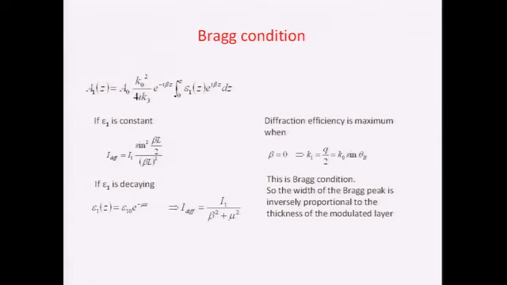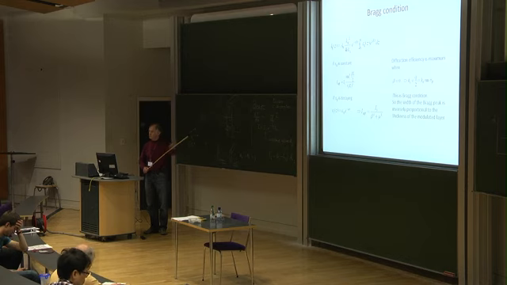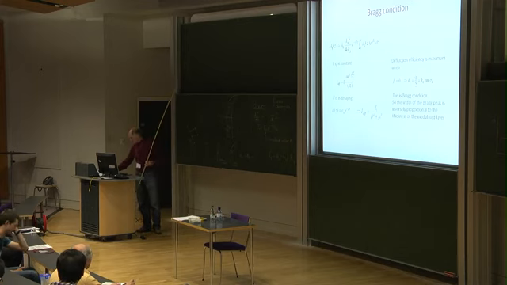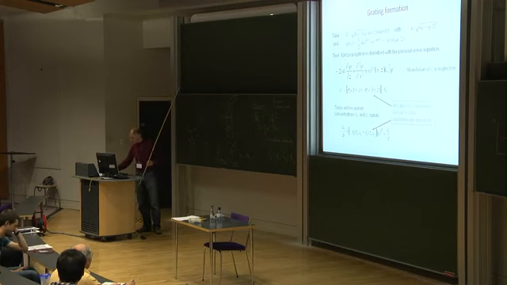So the prescription is: you get the diffraction intensity, the diffraction pattern, look at the width of the Bragg peak, do a Fourier transform. The width of the Fourier transform will give you the depth of your diffraction grating.